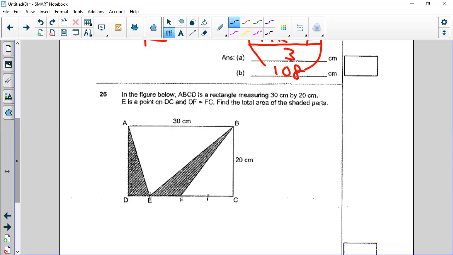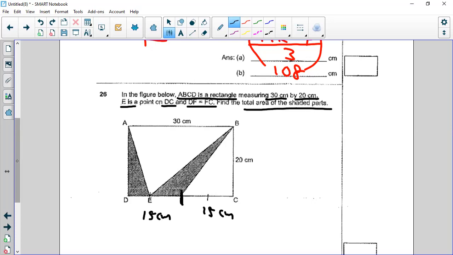Okay, let's read the question. ABCD is a rectangle measuring 30 by 20. E is a point on CD. DF is equal to FC. Oh, so these two sides are equal. 30 divided by 2, 15. And here is also 15, right? So find the total area of the shaded parts.